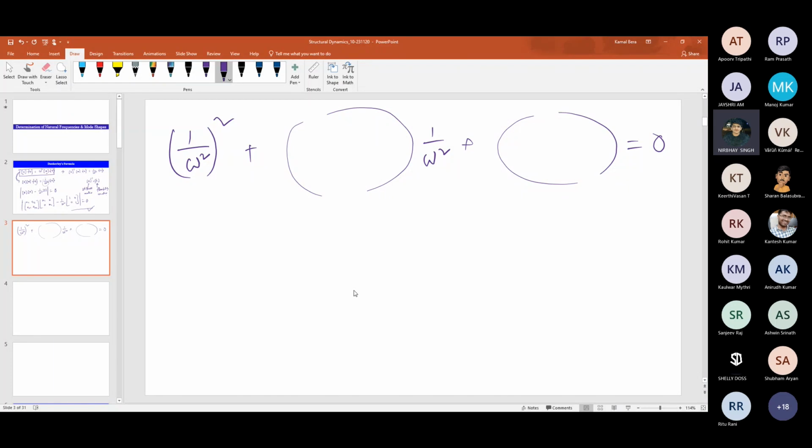Yes, it's coming 1 by omega 4. I have written 1 by omega square, then minus, in brackets, A11 M1 plus A22 M2, then plus A11 M1 times A22 M2 multiplied, then minus A12 M2 into A21 M1.